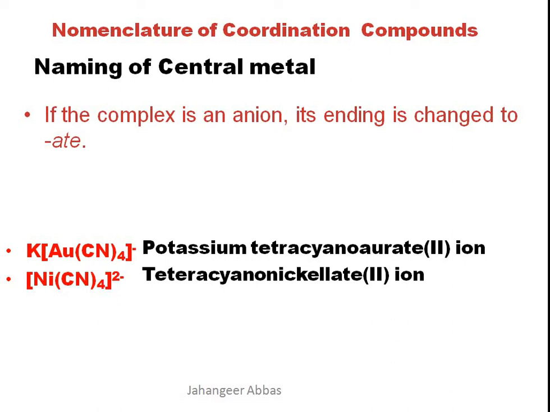There are 3 types of complexes: anionic, cationic, and neutral complexes. If the complex is anionic, then we will change the name of the central metal. If the complex is neutral or cationic, then there is no change in the name of the central metal. These are examples of complexes where we name the central metal atom.